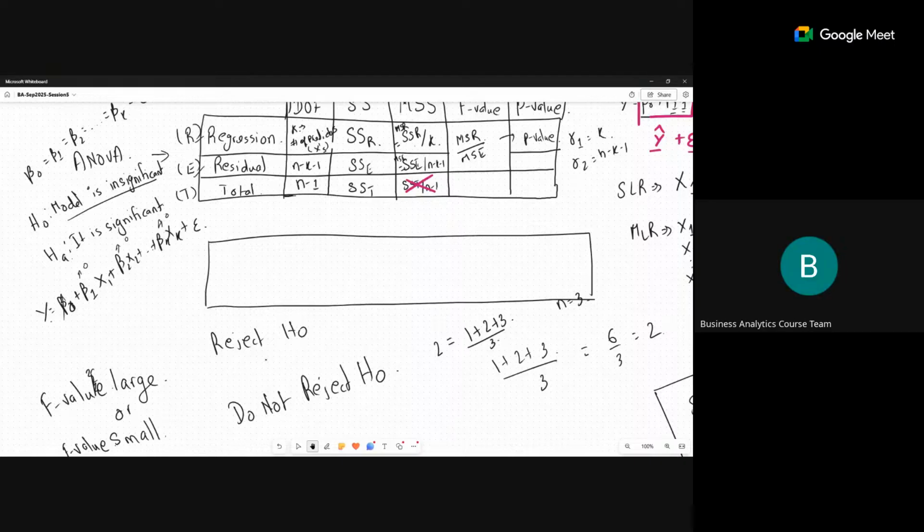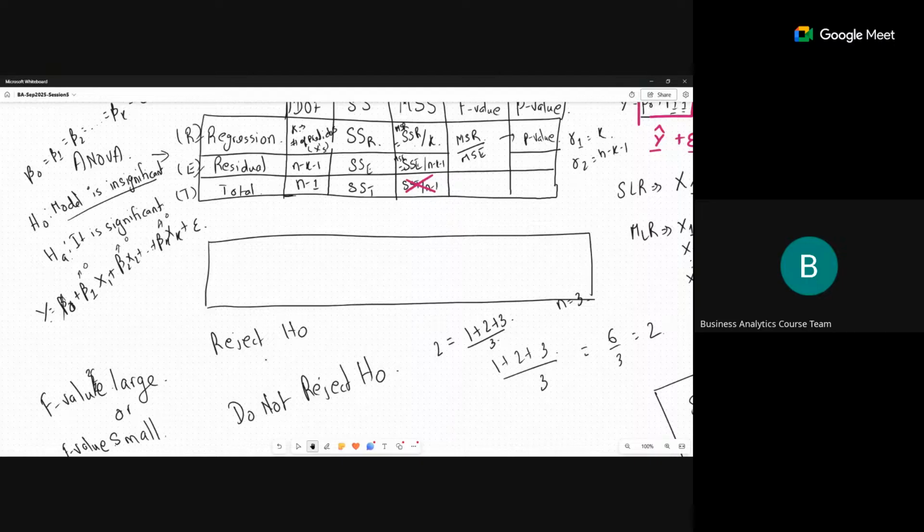Large. Why? Sir, because at the end we are seeing that the P value or alpha value should be less than F value when we will reject. So basically F value should be large so that we can reject it without seeing alpha value.